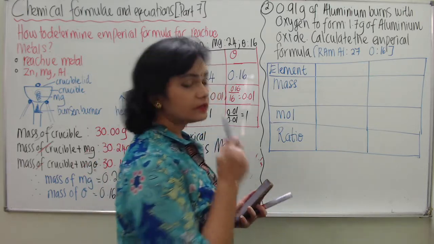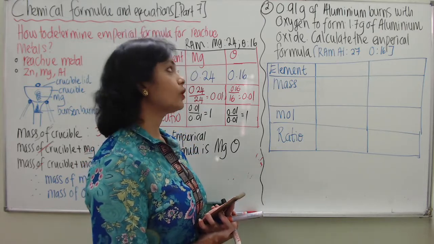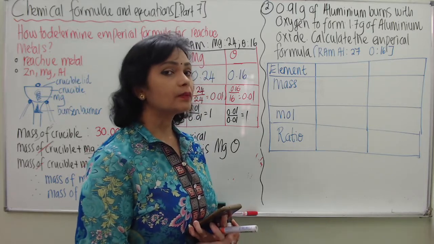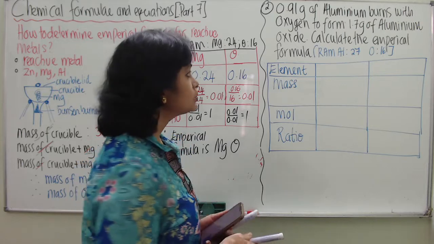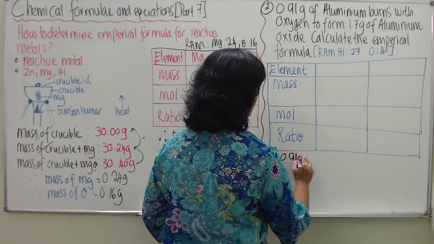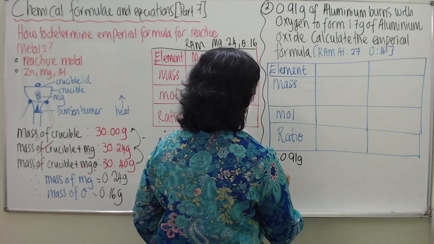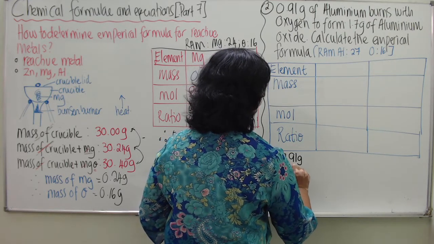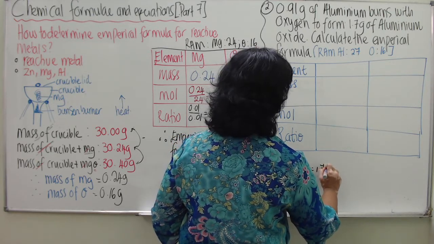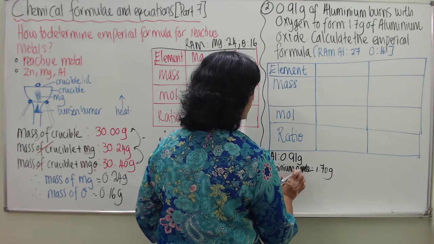So, look at the question. 0.91 gram of aluminium metal burns with oxygen to form 1.7 gram of aluminium oxide. There's a bit of a catch in this question. This shows that aluminium is 0.91 gram, aluminium oxide is 1.70 gram. So, how much is oxygen? This is what students have to determine.